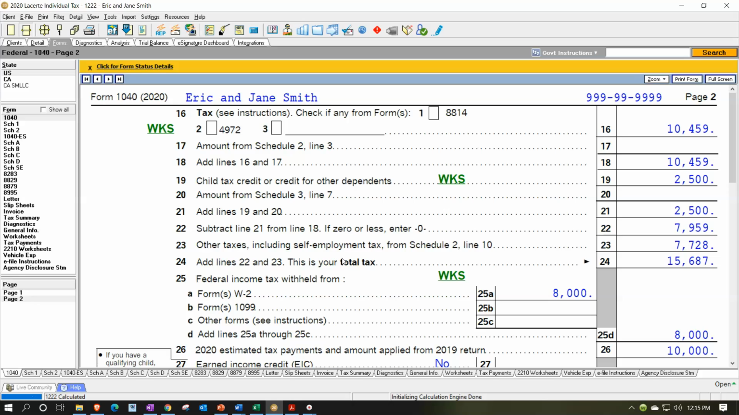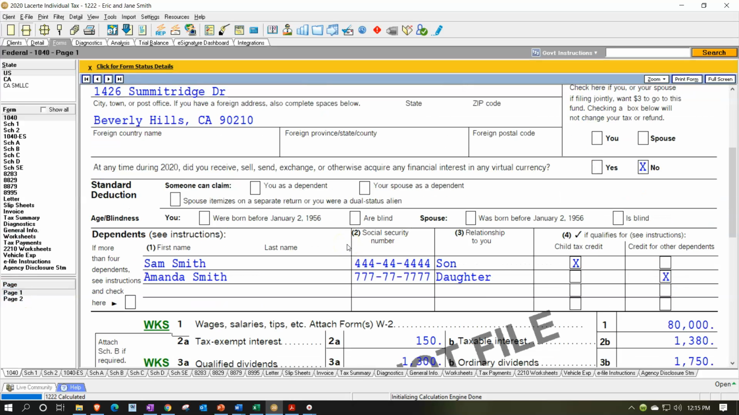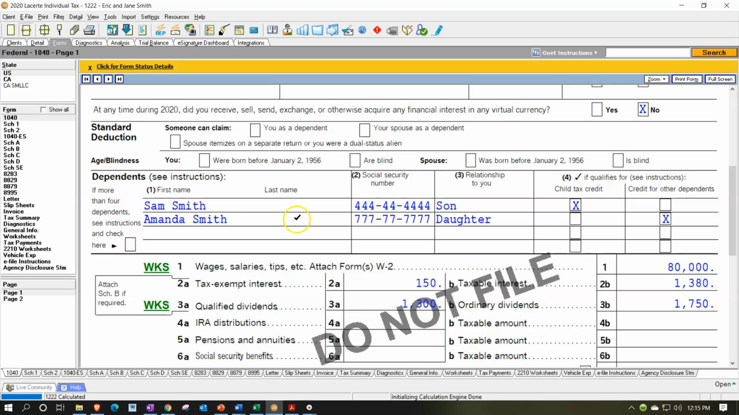So we now have added our dependents, where we have the two credits for the child tax credit and the other dependents credits at the $2,500. And now we have one of those dependents. We're going to go back to page one. One of these dependents, that being Amanda, is a student. So she's a full-time student, and therefore she has tuition. So we're looking for education credits at this point in time.